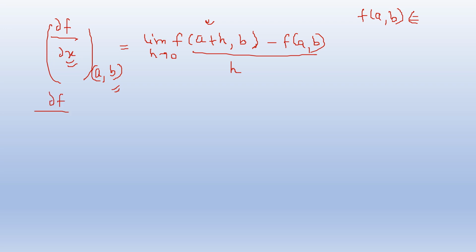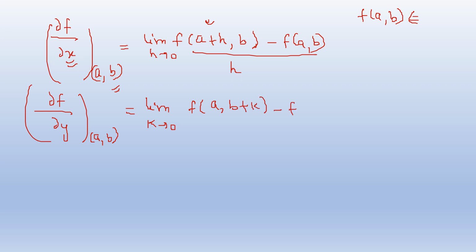Similarly, if you have to find the differentiation of a function with respect to y at a certain point (a, b), what will you do? Limit k tends to 0. Now the component which has to be increased is k, so the y component will be increased by k. So f of (a, b plus k) minus f(a, b) divided by k. This is how you can find the value of partial differentiation.